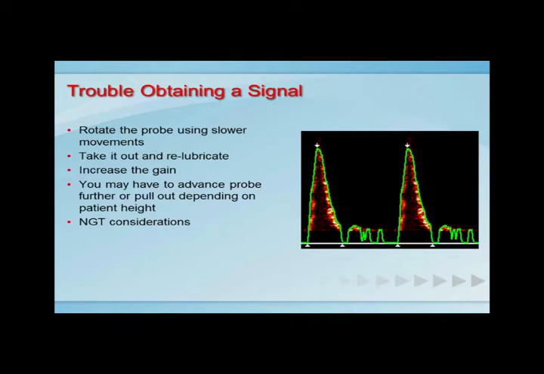You can increase the gain on the monitor, or you may have to advance the probe further or pull out depending on patient height. If the patient already has an oro or nasogastric tube, you may need to remove this tube and place the esophageal Doppler first and then reinsert the nasogastric or orogastric tube. This allows the monitor probe to lay more posterior towards the descending aorta.